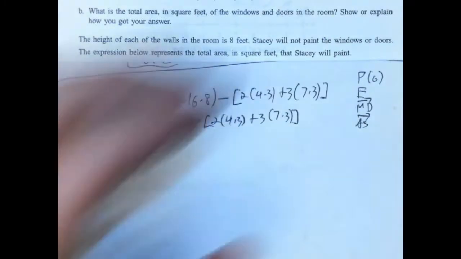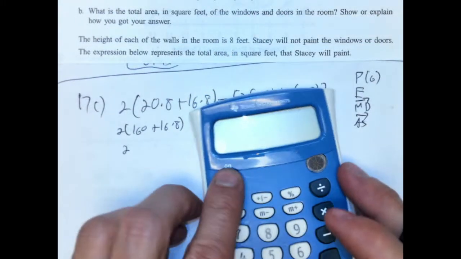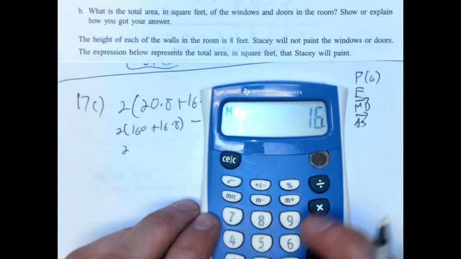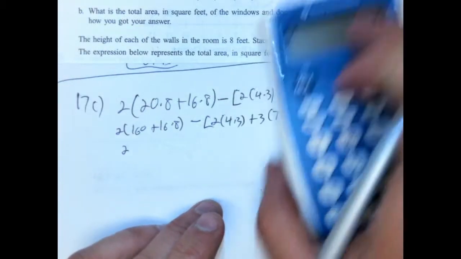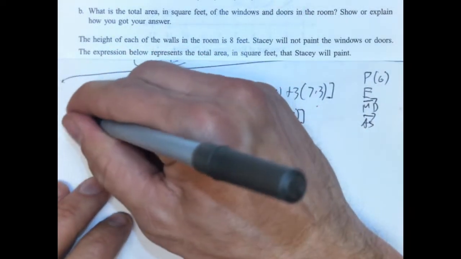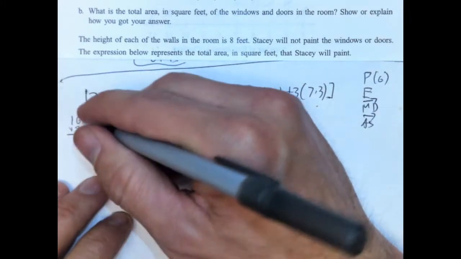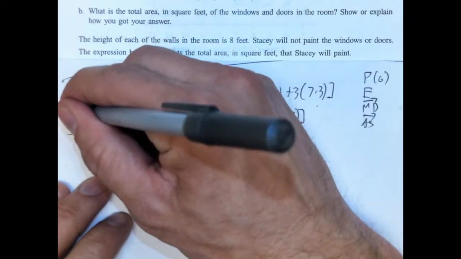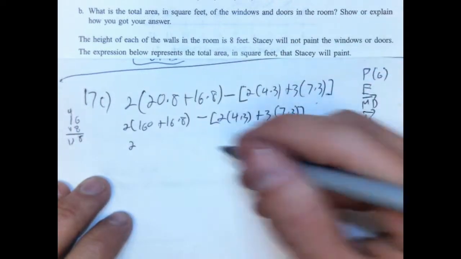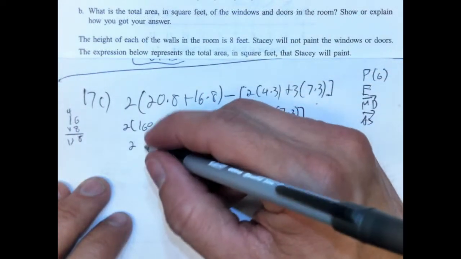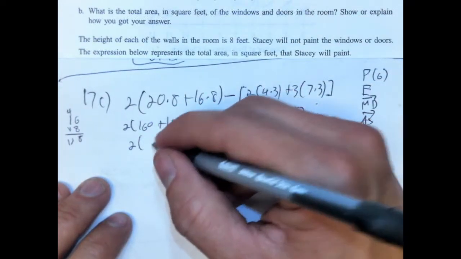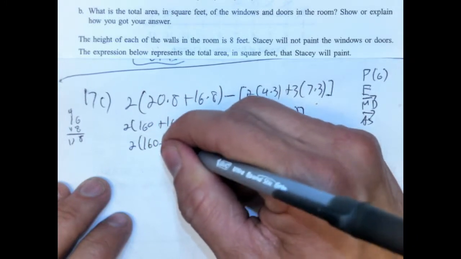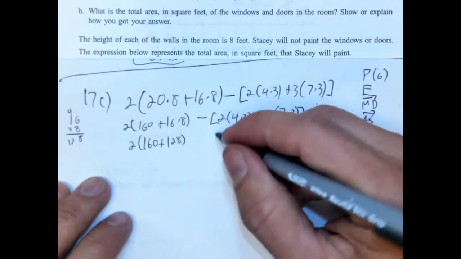Let's double check that. Did that quickly in my head. Let's make sure I didn't screw that up. Although you wouldn't have a calculator for this, so hold on. So 16 times 8. 8 times 6 is 48. 8 times 1 is 8, 12, 128. Okay, good. Get that right. So 2, 160 plus 128, and then write the rest of it.